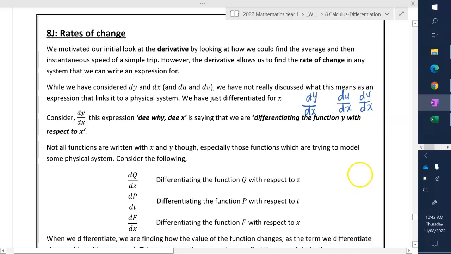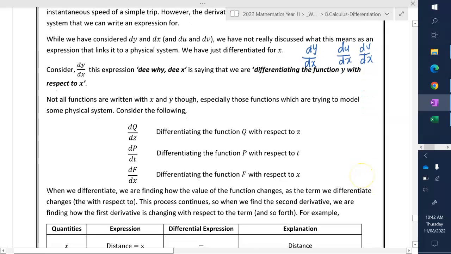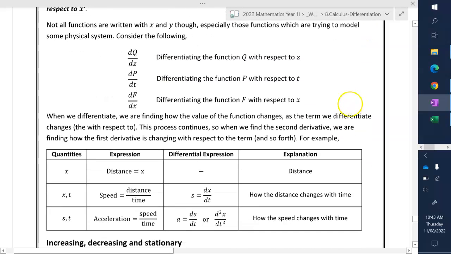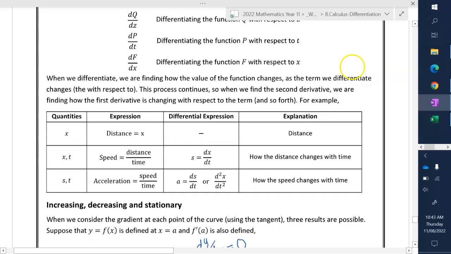However, that's not always going to be the case. Not all functions are written in terms of x and y, and here's a few examples of what we could see. One that we will look at in a minute is dp dt, where p would be population and t would be time, so we might look at population growth over time. The bottom one might be a force with respect to x. So it doesn't always have to be a y and an x, and it definitely won't be when we're looking in the real world. So here's something that's more physics based.